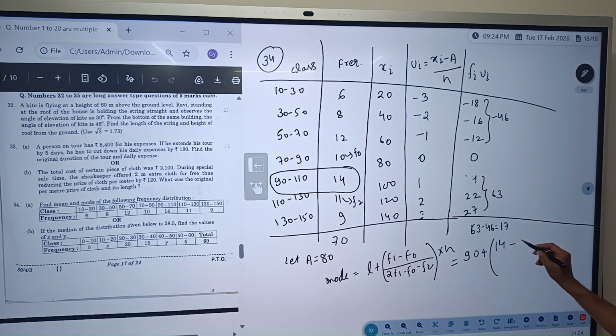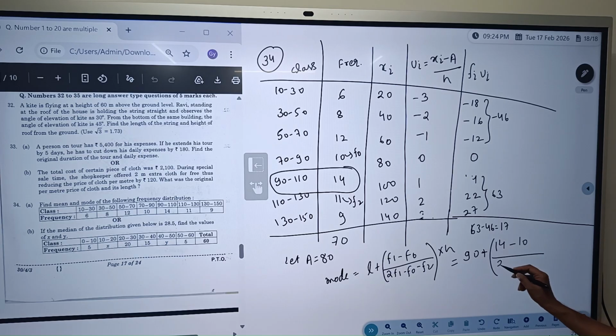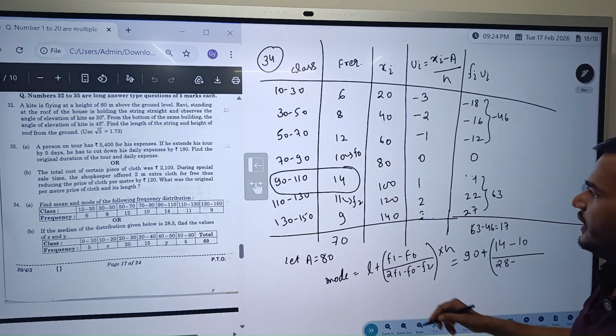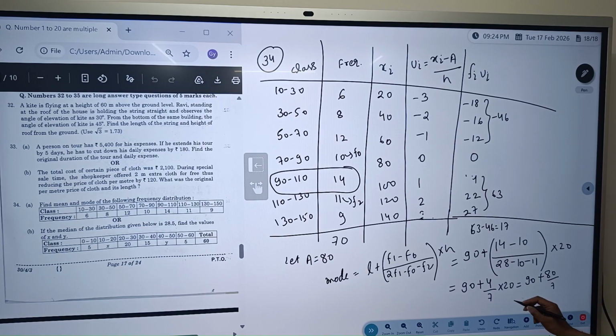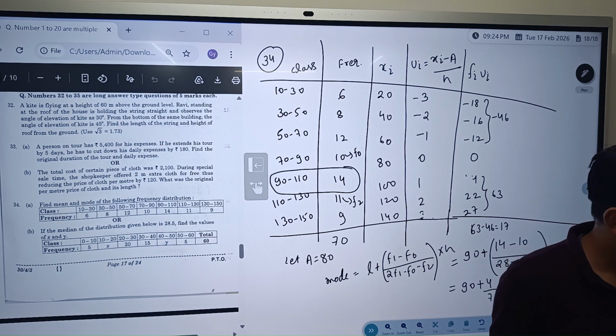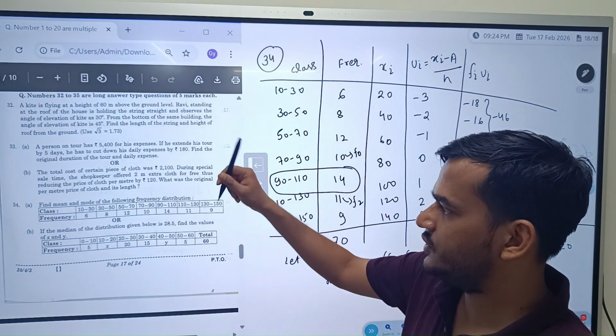So this is F2. Minus 10 upon 2 into 14, 28, minus F0, 10, minus F2, 11, into 20. So 90 plus 4 upon, this is 28 minus 21, 7. So 90 plus 80 by 7, that is 90 plus 11.43, so that is 101.43. 101.43 is the modal value of this frequency distribution.